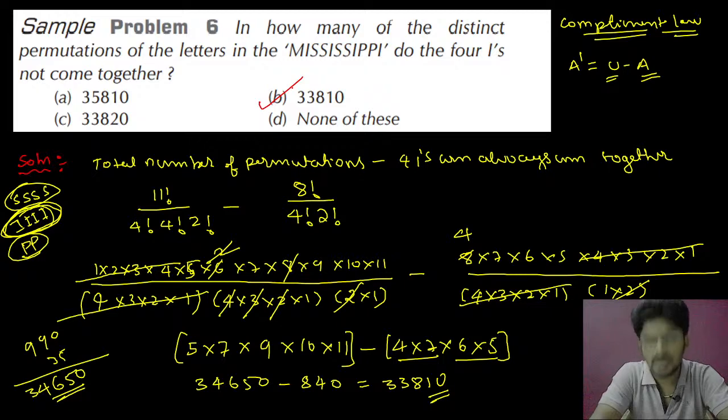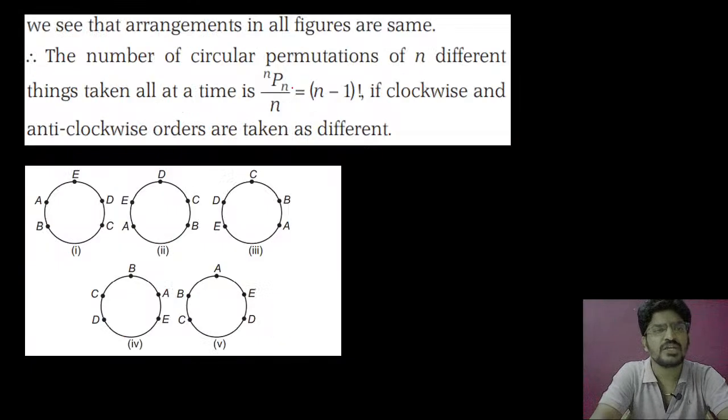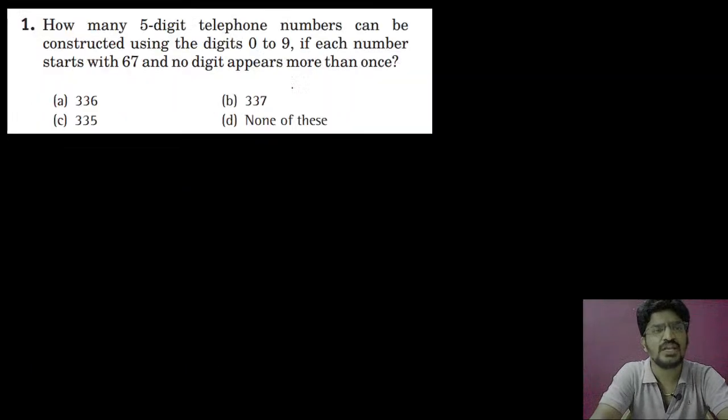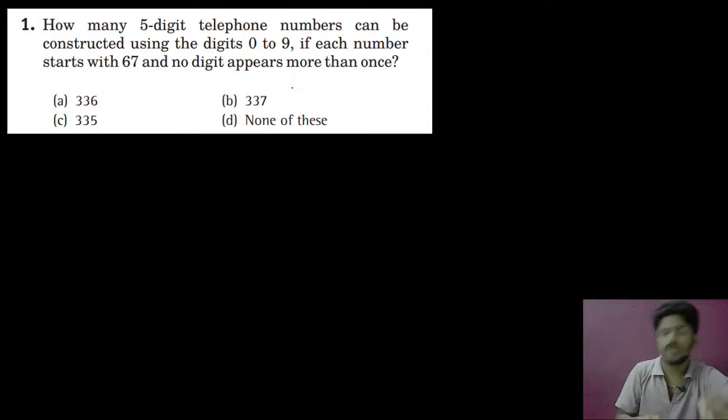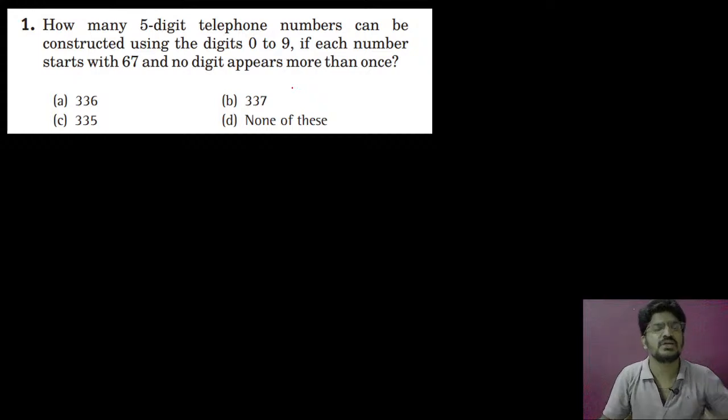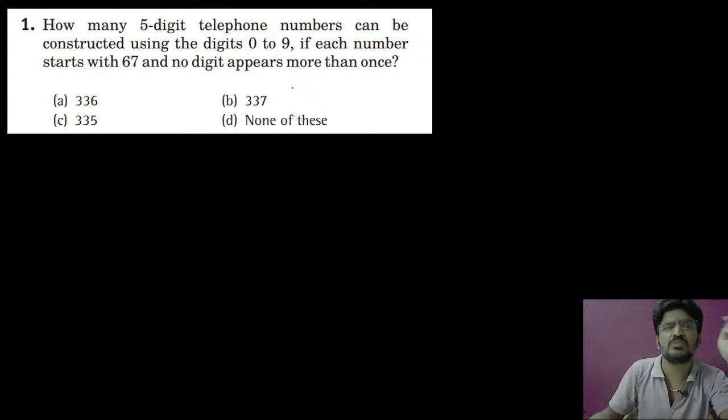Clear? Okay. So circular permutation I will come at last. Combination let us see later. So first we shall go for another problem. You just see another problem: how many 5-digit telephone numbers can be constructed using 0 to 9 if each number starts with 67 and no digit appears more than once.